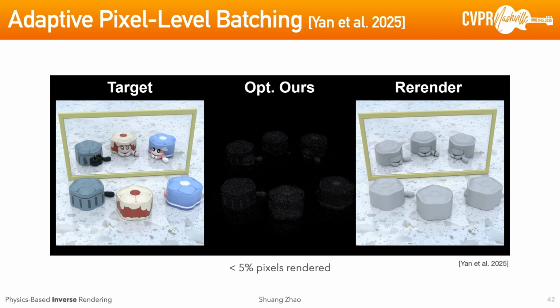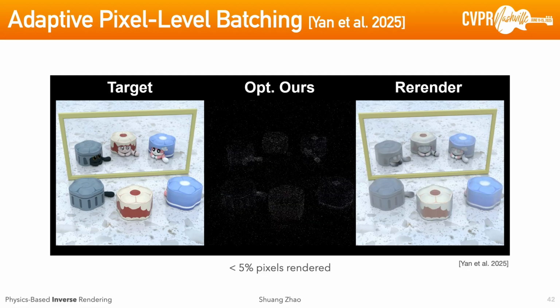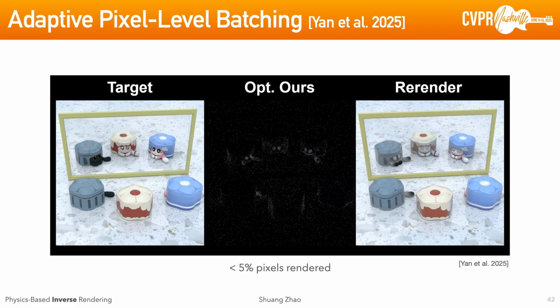We're doing this with a very aggressive level of batching, where we are rendering less than 5% of the pixels, which is shown in the middle. That's why you can see the images are mostly black, because 95% of the pixels are not rendered. However, I think you can see some of the pixels being rendered there. You can see the optimization quickly focuses on the edges of the textures, and convergence is achieved quite quickly by only rendering less than 5% of the pixels.